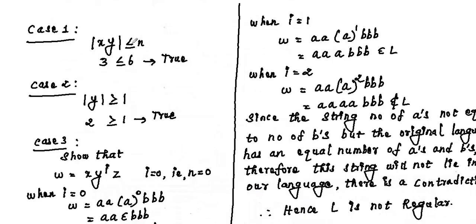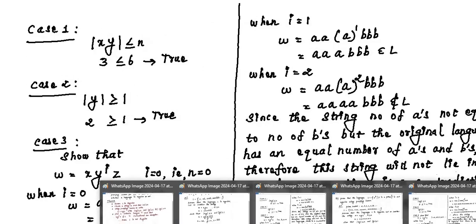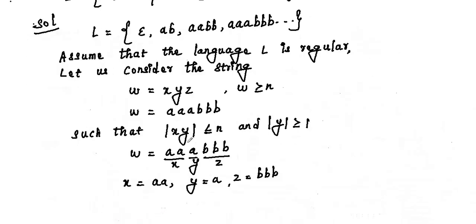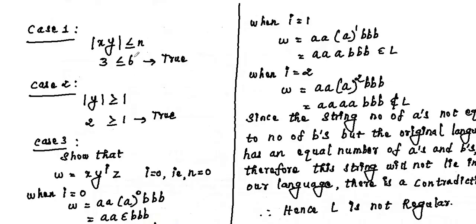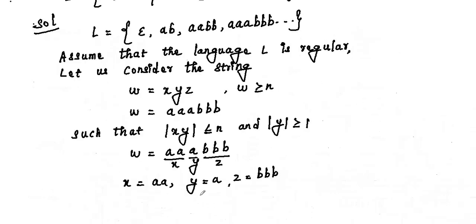What is the length of n? Length of n means the length of the string. The length of the string is 6: 1, 2, 3, 4, 5, 6. Here n value is going to be 6. The xy length is 3. So, 3 is less than or equal to 6. Condition true. Next case, modulus of y greater than or equal to 1. What is the length of y? Look at the y value, y equal to a. So, the length of y is 1.